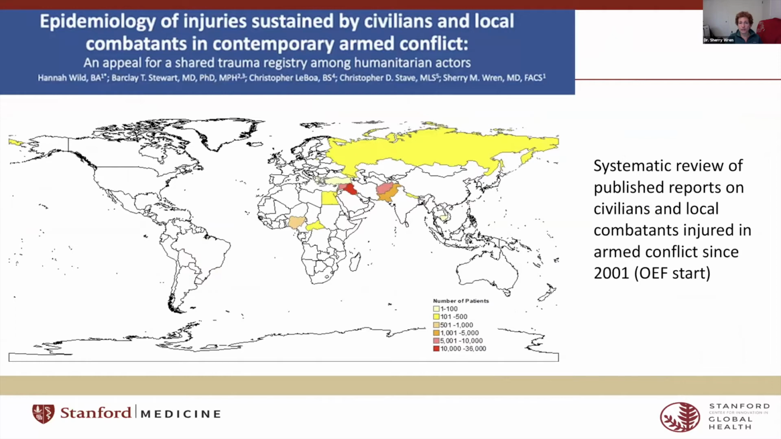So what we did very recently was to try and look at least published data to look at what's the epidemiology of injuries by civilians and local combatants. We started this in 2001. That was the start of Operation Enduring Freedom, which is the war in Afghanistan. You can see on the map the countries where this data is coming from.